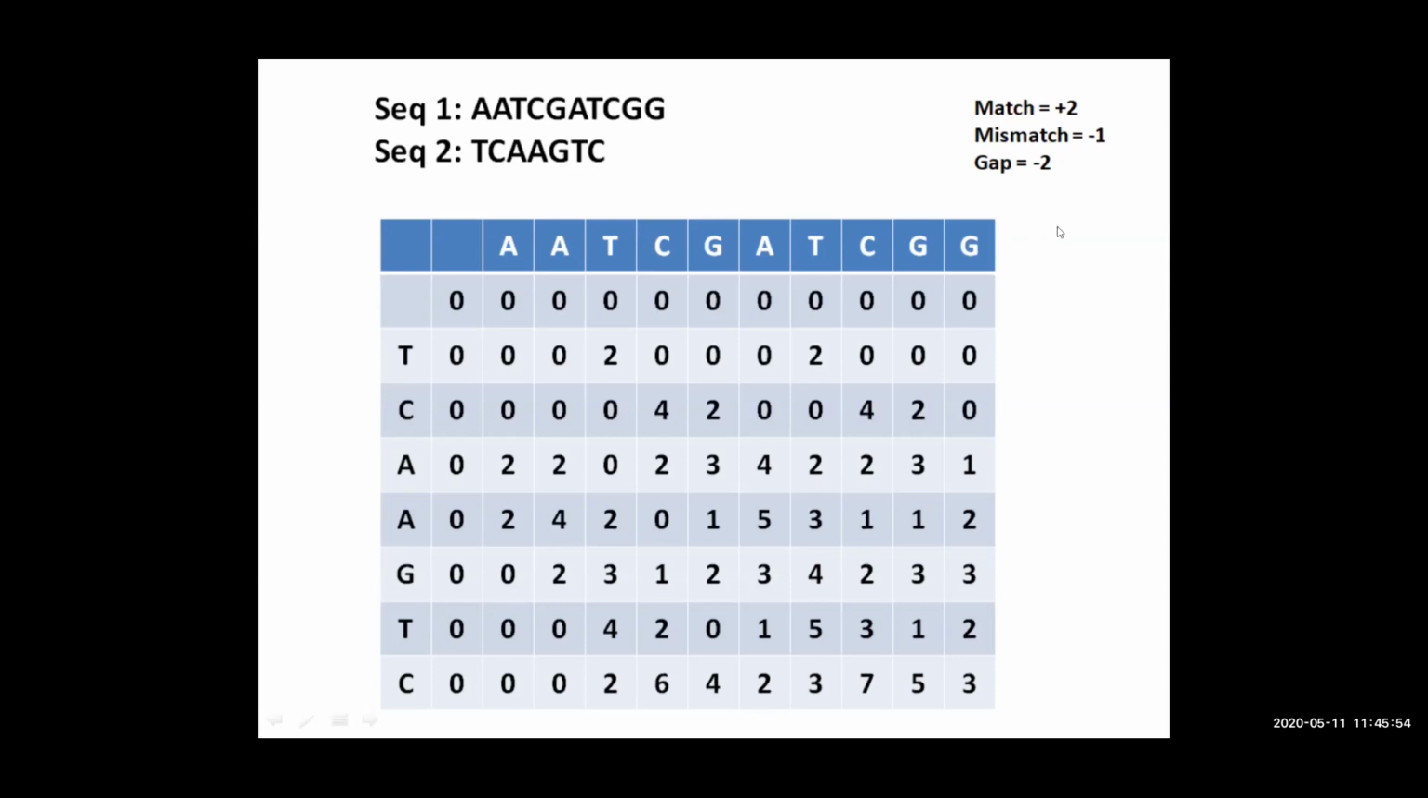Now here, another difference we are making, another variation in terms of the scoring matrix. Instead of taking 1 for match, 0 for mismatch, and -1 for gap, as we did in the earlier method, the Needleman-Wunsch algorithm, here we are taking +2 for match, -1 for mismatch, and -2 for gap.